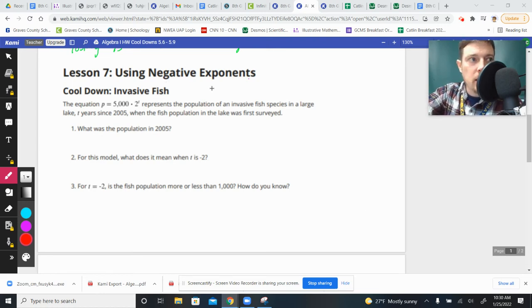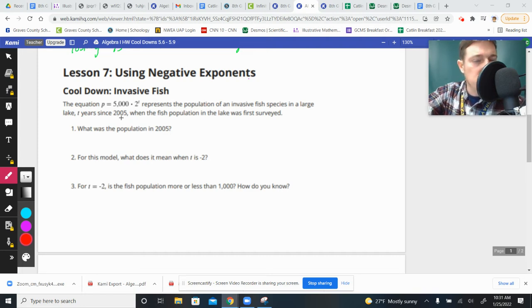We're starting to look at these negative exponents and how they affect our exponential functions. And we have one here about a fish species inside this lake. The equation p equals 5,000 times 2 to the power of t represents the population of an invasive fish species in a large lake t years since 2005, when the fish population in the lake was first surveyed. So 2005 is kind of like our reference year.